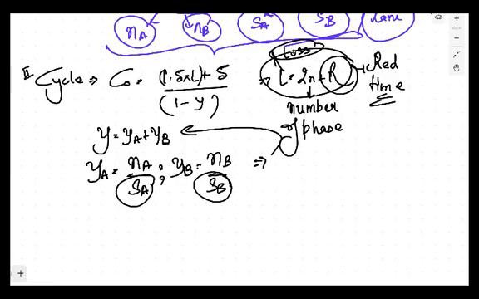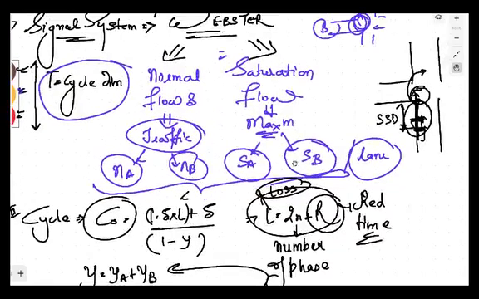You will calculate the total loss time, which is 2n plus R, and the number of phases. R is the total red time. You will just put it here and you will get the total cycle time. So in Webster method, this question can only be asked, which is the calculation for the total optimum cycle time.